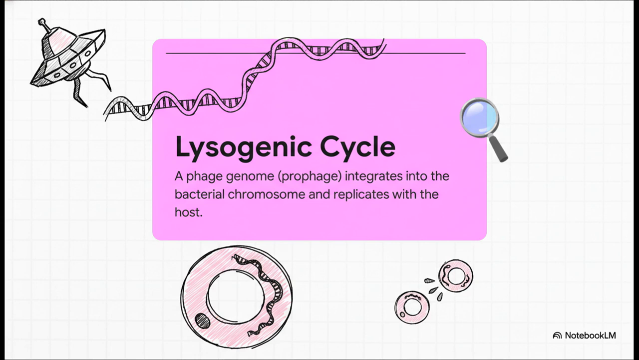There's a much sneakier option, the Lysogenic Cycle. Think of this one as the sleeper agent approach. Instead of an immediate takeover, the phage DNA does something really clever. It actually weaves itself into the host bacterium's own chromosome. And once it's in there, we call it a prophage. It just lies dormant, totally silent, getting copied right along with the bacterial DNA every single time the cell divides.